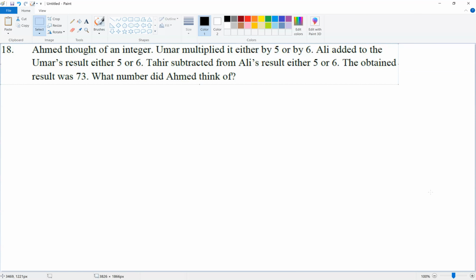Number 18, Gitika. Ahmed thought of an integer. Umar multiplied it either by 5 or by 6. Ali added to Umar's result either 5 or 6. Tahir subtracted from Ali's result either 5 or 6. The obtained result was 73. What number did Ahmed think of?